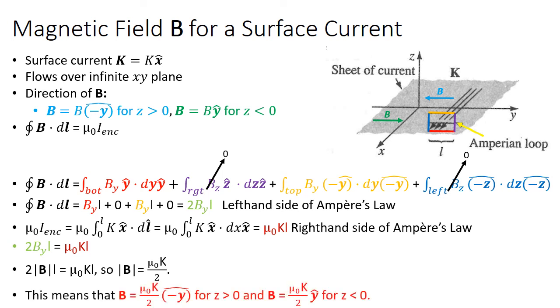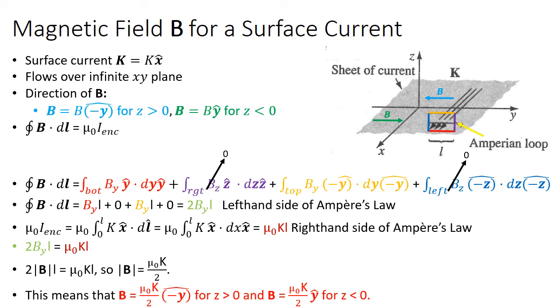And this means that we have the magnitude and we have the direction. We already knew the direction of the magnetic field. The negative y direction for any point that is above the infinite plane where we have the surface current flowing, and it's in the positive y direction below. So that means that we can get the entire value of B, both above and below this infinite sheet of current.